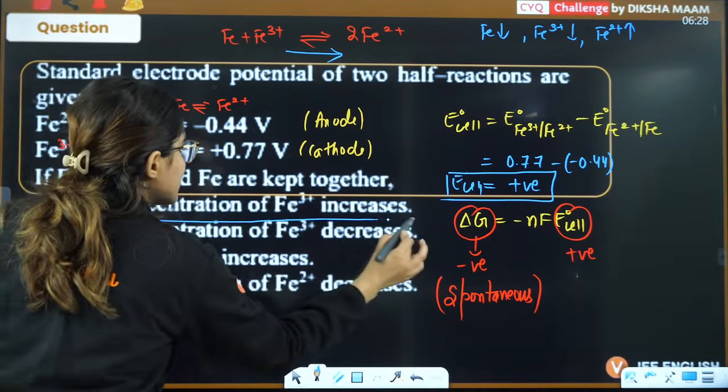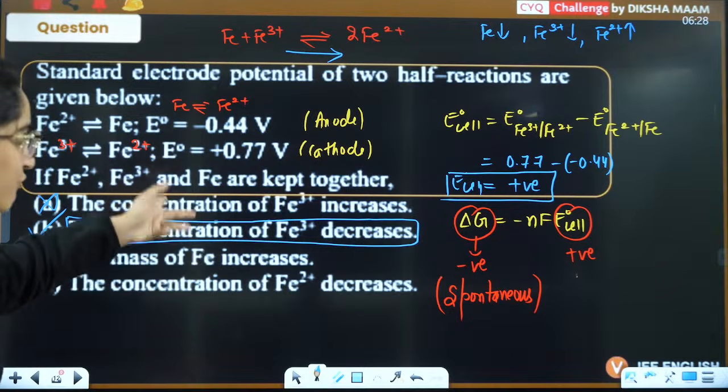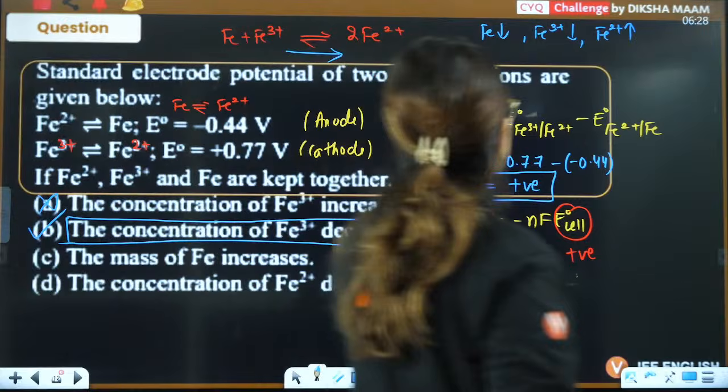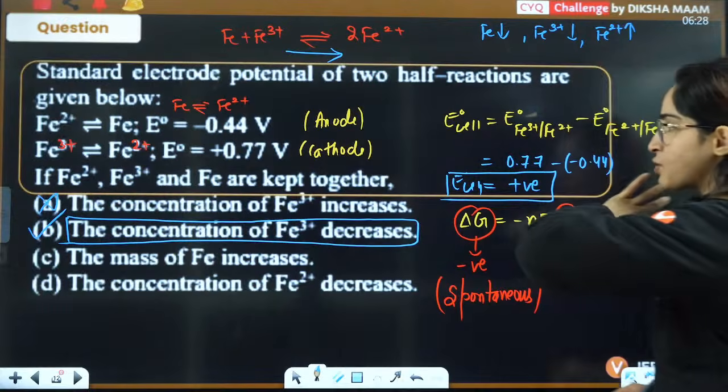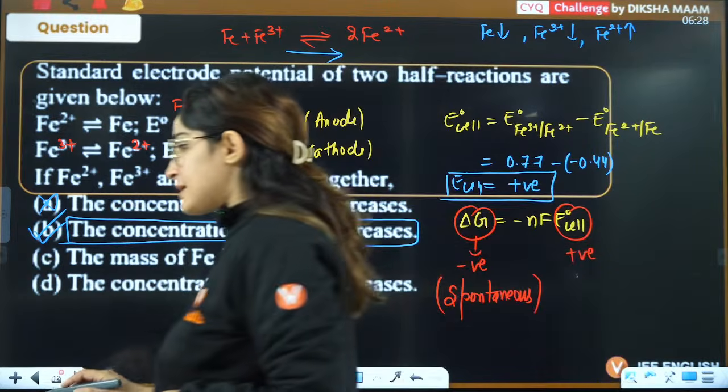Fe3 positive is decreasing, that is correct. Mass of Fe increases, no, Fe also decreases. Concentration of Fe2 positive decreases, no, Fe2 positive will increase. So the answer will be B, is that the correct answer here, right?